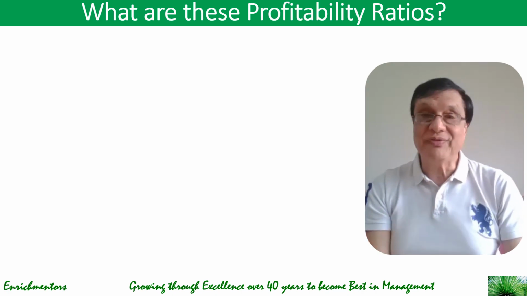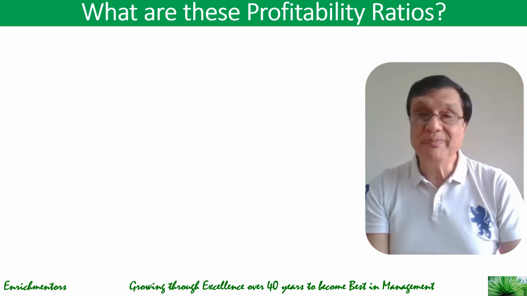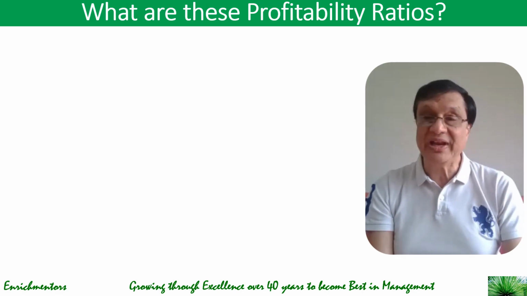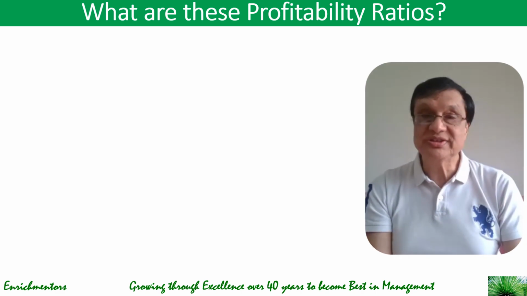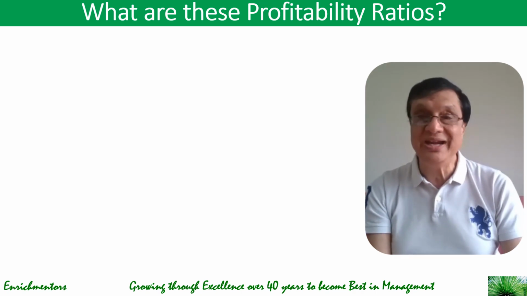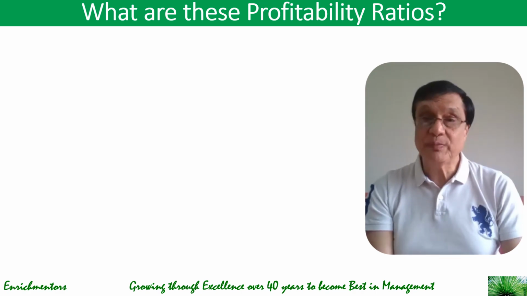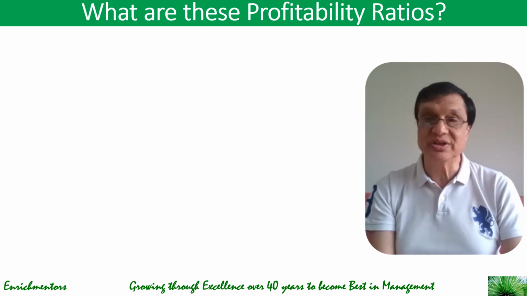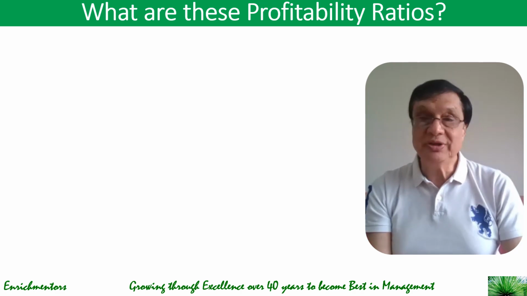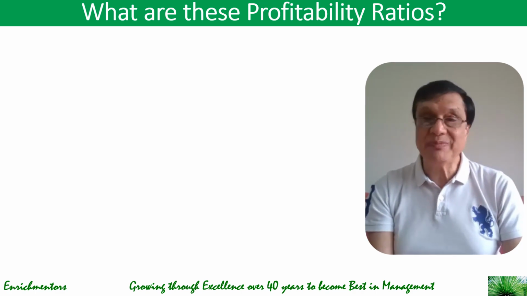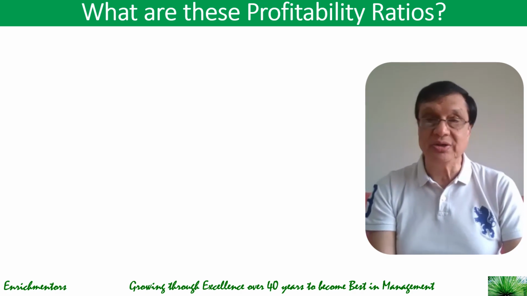Then let's look at profitability ratios. Profitability ratios are financial metrics that are used to assess the company's ability to generate profit relative to its revenue, assets, or shareholder equity. So, not profit in absolute terms, but profitability, meaning relative to revenue, assets, or shareholders' equity. The most common profitability ratios are net profit margin and return on equity.